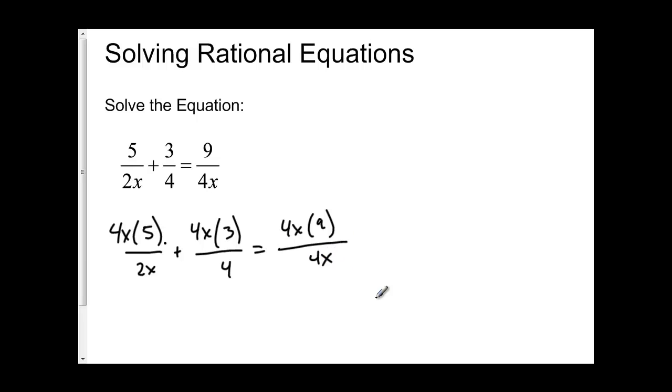Now I can cancel things out. The 4x and the 4x are going to cancel out. The 4 and the 4 are going to cancel out. The 2x and the 4x are going to cancel out and leave me with a 2. So my new equation is 2 times 5, which is 10, plus x times 3, which is 3x, equals 9.